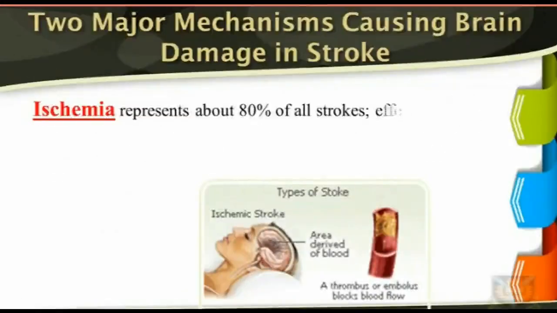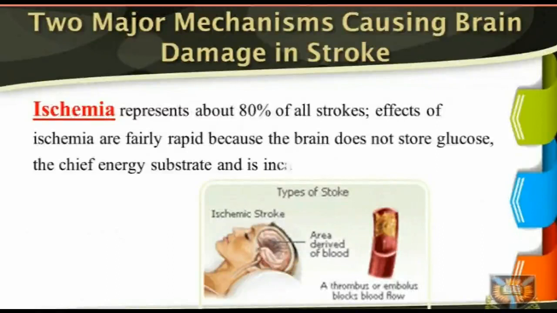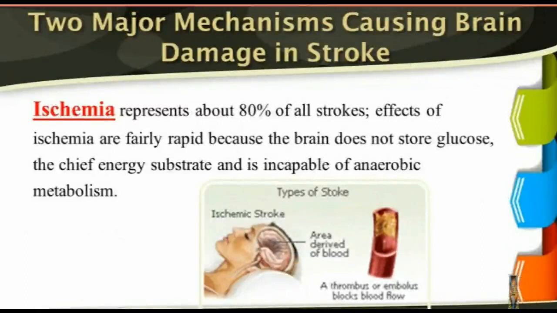The two major mechanisms causing brain damage in stroke are ischemia and hemorrhage. In ischemic stroke, which represents about 80% of all strokes, decreased or absent circulating blood deprives neurons of necessary substrates. The effects of ischemia are fairly rapid because the brain does not store glucose, the chief energy substrate, and is incapable of anaerobic metabolism.